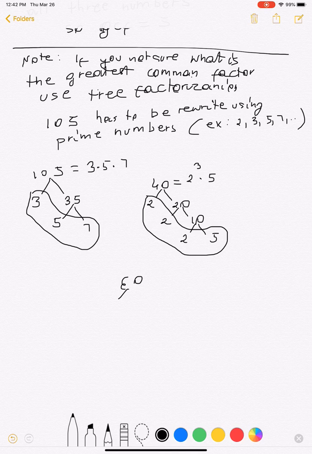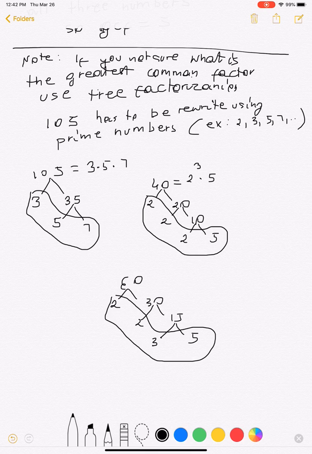60 divided by 2, I'm getting 30. 30 divided by 2, I'm getting 15. 15 divided by 3 will give you 5. So again, 60 is the same as 2 times 2 times 3 times 5, which is the same as 2 to the 2nd power times 3 times 5.